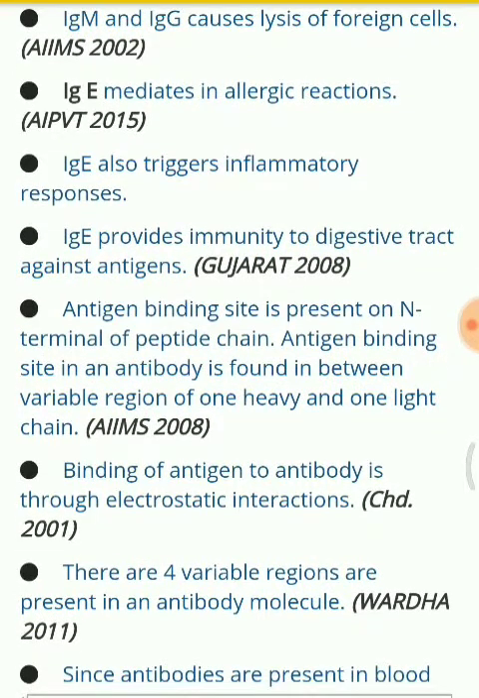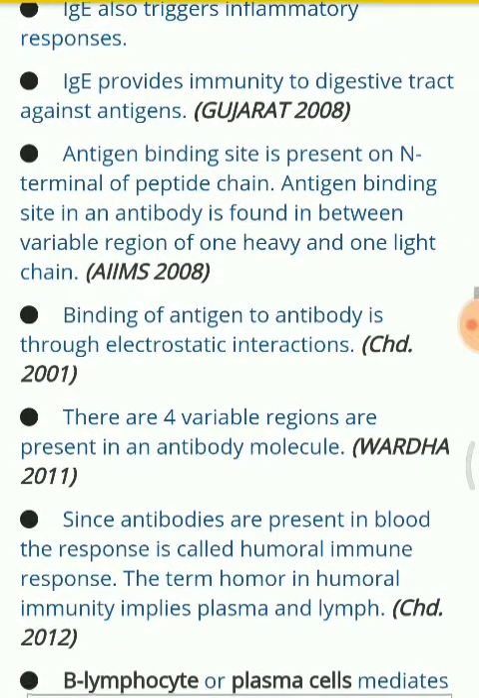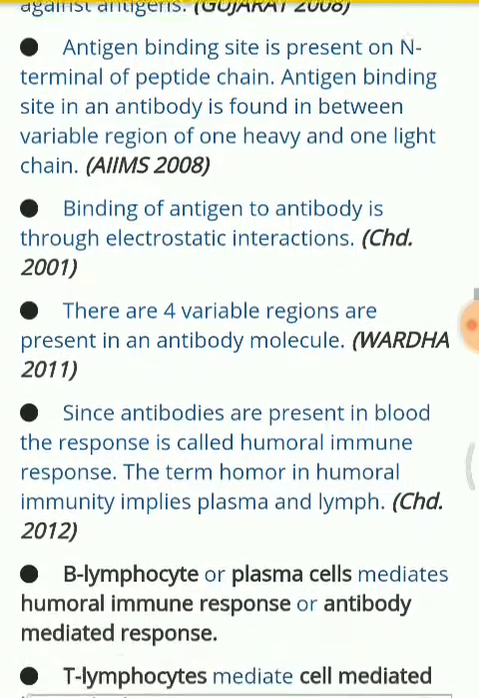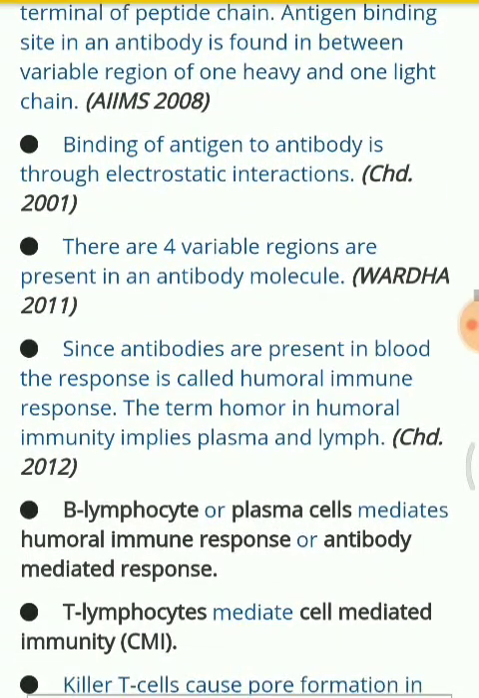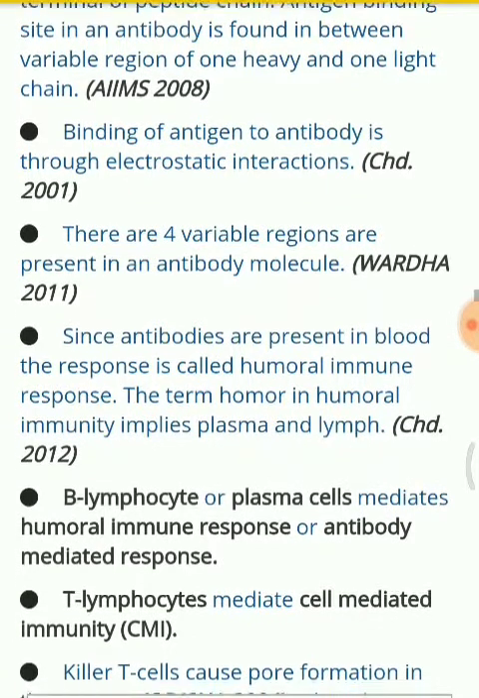The antigen binding site is present on the N-terminal of the peptide chain. The antigen binding site in an antibody is found between the variable regions of one heavy and one light chain. Binding of antigen to antibodies is through electrostatic interactions. There are 4 variable regions present in an antibody molecule. Since antibodies are present in blood, the response is called humoral immune response.